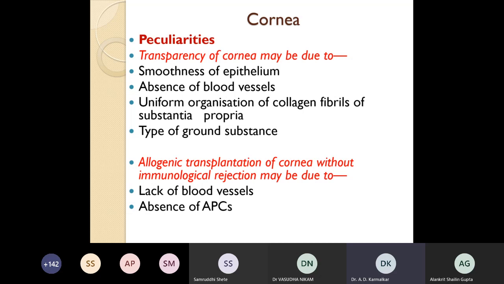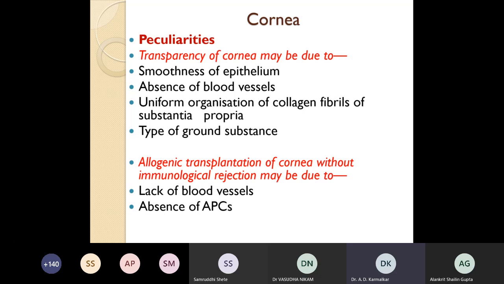It is the smoothness of the epithelium, one. Then the absence of blood vessels. Next, the uniform organization of the collagen fibrils in the substantia propria and the sulfated glycosaminoglycans, that is chondroitin sulfate and keratan sulfate. So these are the factors which are responsible for making the cornea transparent.